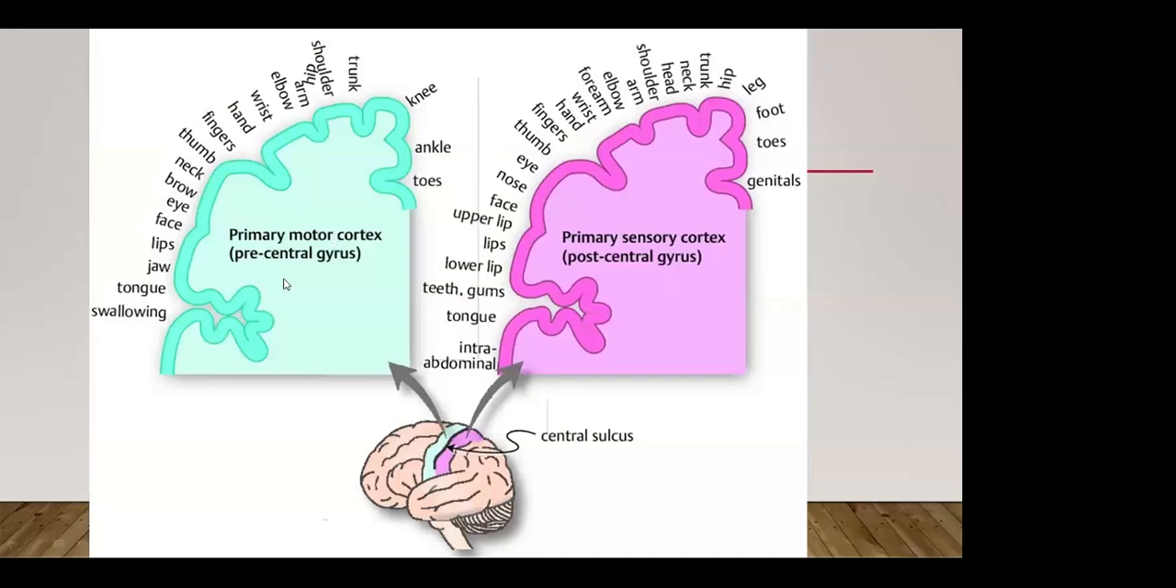Again, this is just an orientation for the beginners: the primary motor cortex, like we talked about, constitutes the precentral gyrus. The homunculus is more or less oriented in the same manner for both the sensory as well as the primary motor cortex, depending upon the areas and the sensitivity of the areas involved.